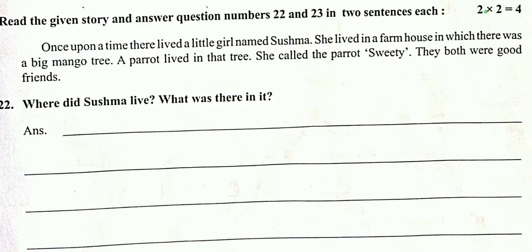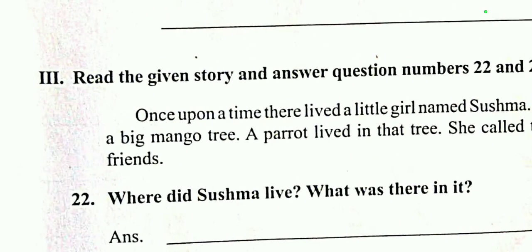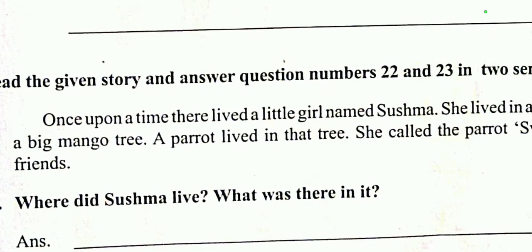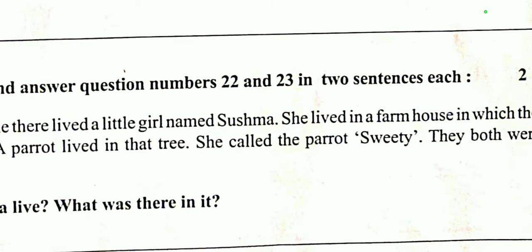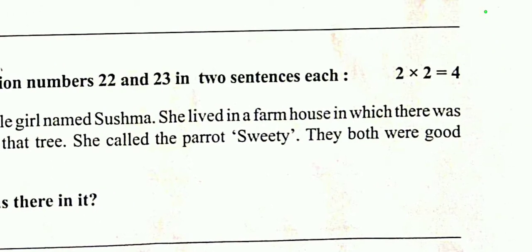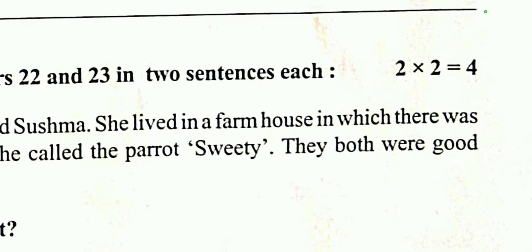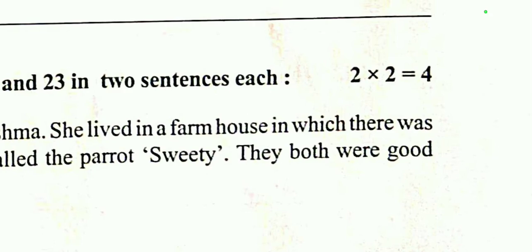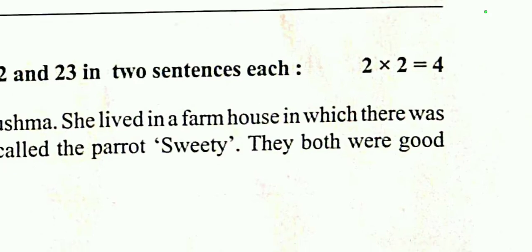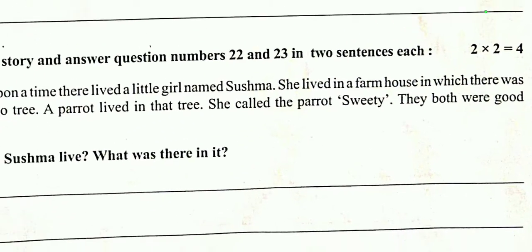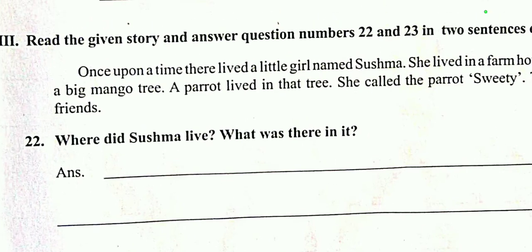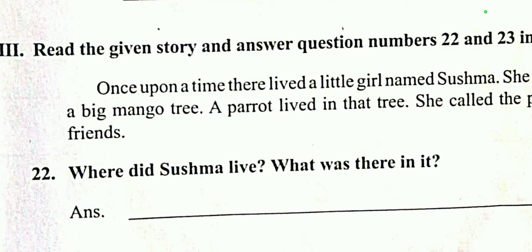3. Read the given story and answer question numbers 22 and 23 in 2 sentences each. So 2 sentences each. 2 into 2 means 4. So 2 sentences you write, you'll get 2 marks each. So we have to read the given story.